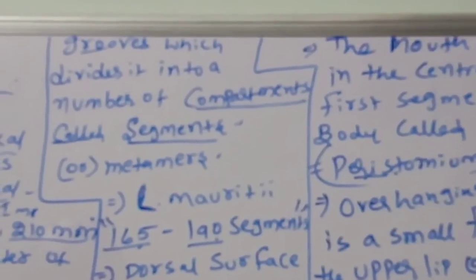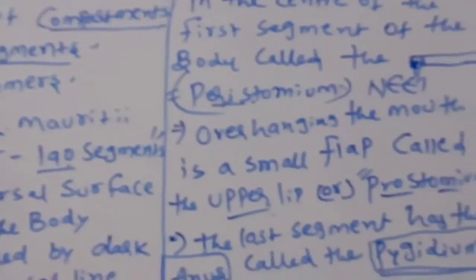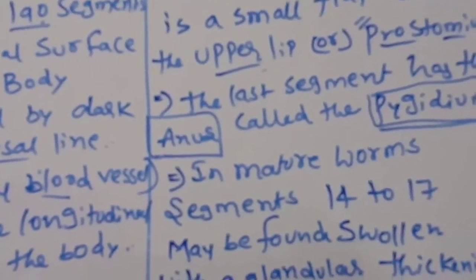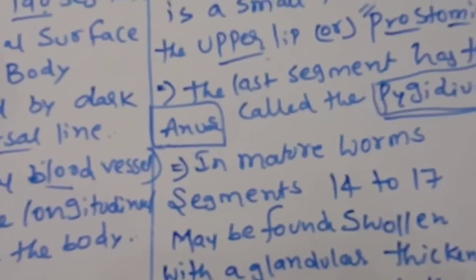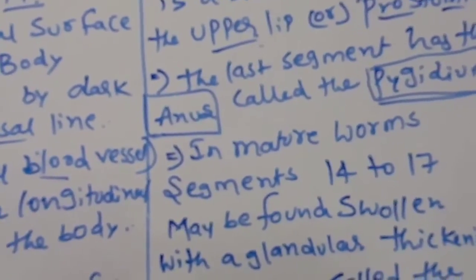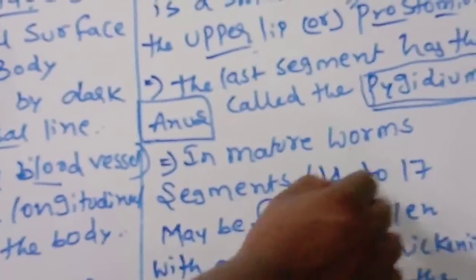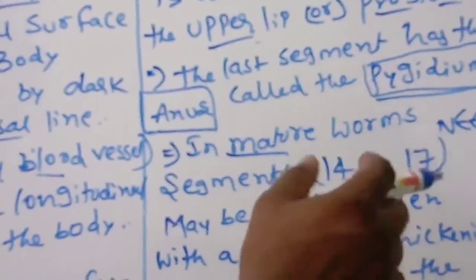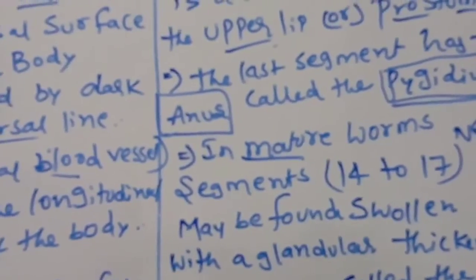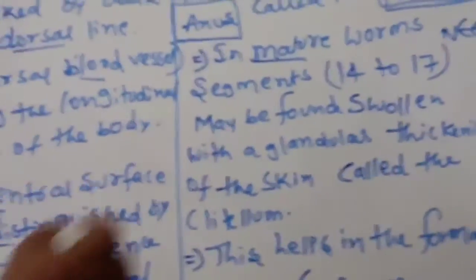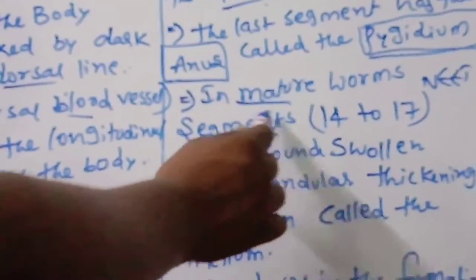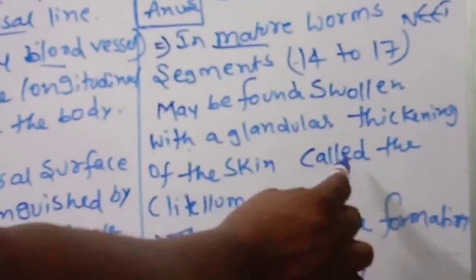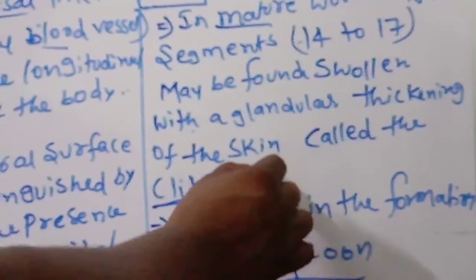In mature worms, segments 14 to 17 may be found swollen with a glandular thickening of the skin called the clitellum. Very important bit in mature worms. If the clitellum is there, the earthworm is considered a mature earthworm. So in mature worms, segments 14 to 17 are swollen with a glandular thickening of the skin called the clitellum.